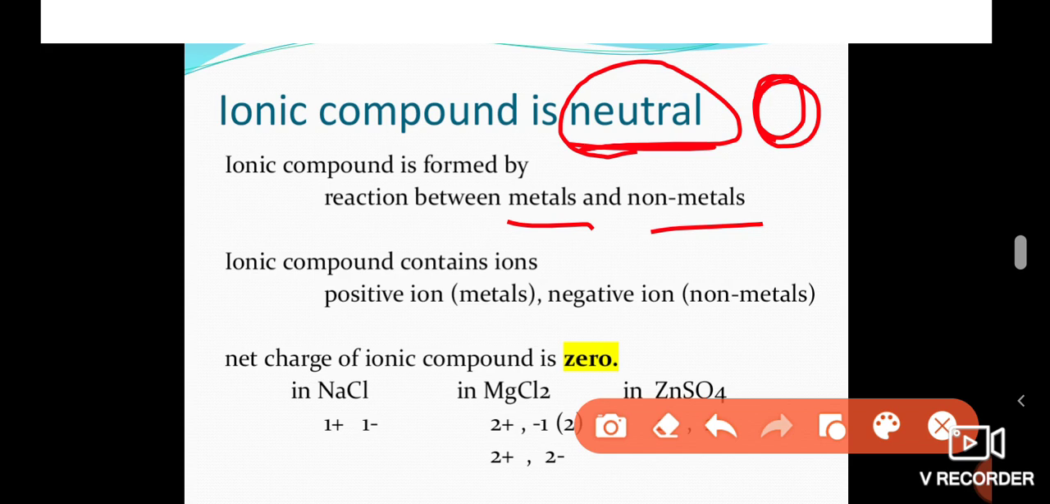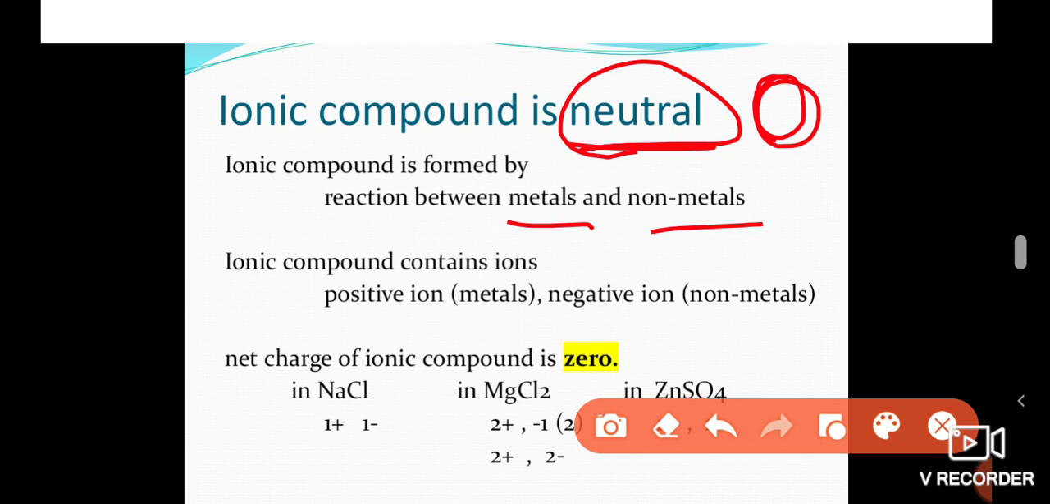We know that an ionic compound is formed by ions. What are ions? A charged species is known as an ion. We know that, isn't it? But the ionic compound is neutral. Why, do you think? Because the charges of the ions cancel each other, and finally we get the net charge as 0.